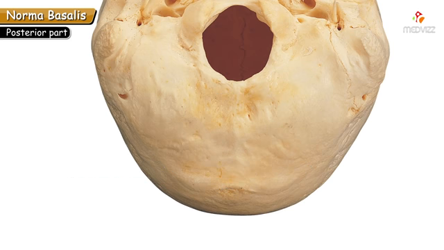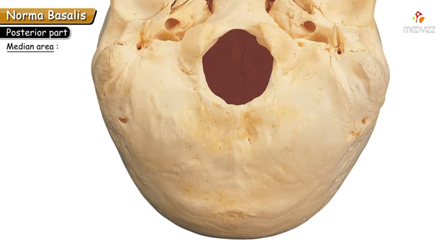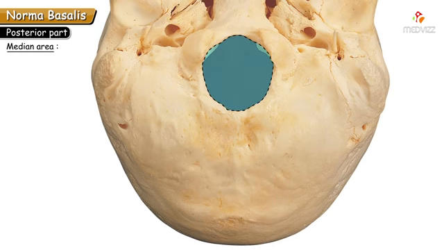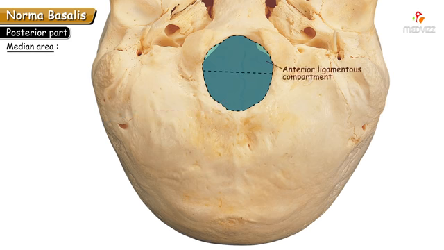So let's talk about the features of the posterior part of Norma basalis. For our convenience, we divide it into a median area and two lateral areas. The median area is marked by a large foramen which is ovoid in shape, the largest foramen in the skull, the foramen magnum. It is the communication between the cranial cavity and the vertebral canal. To remember the structures passing through the foramen magnum, for easy learning, we divide it into anterior and posterior parts: the anterior ligamentous compartment and the posterior neurovascular compartment.